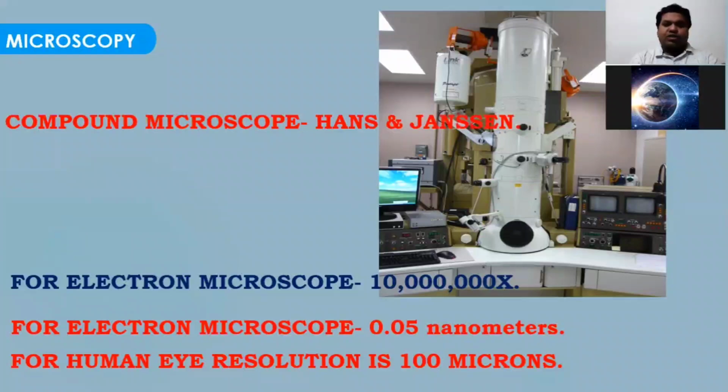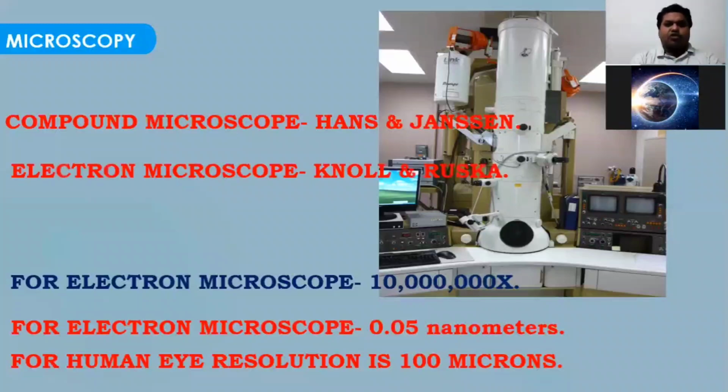The compound microscope was discovered by Hans and Zacharias Janssen. They were father and son. The electron microscope was discovered by Knoll and Ruska. Remember, an MCQ has been asked on Knoll and Ruska, so remember it.